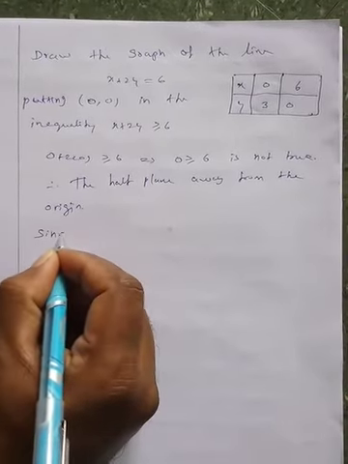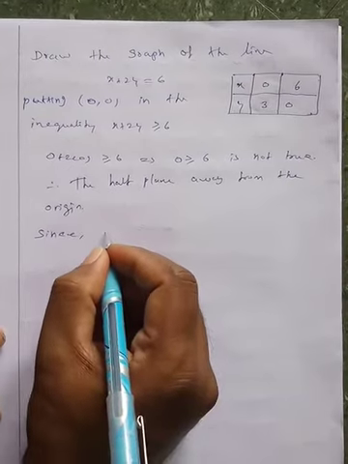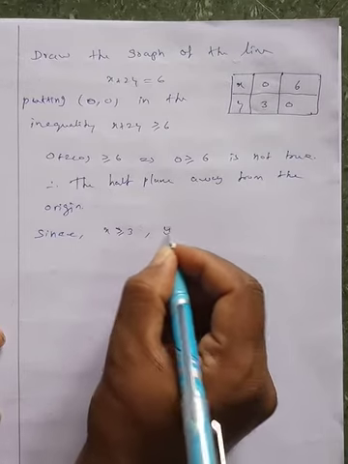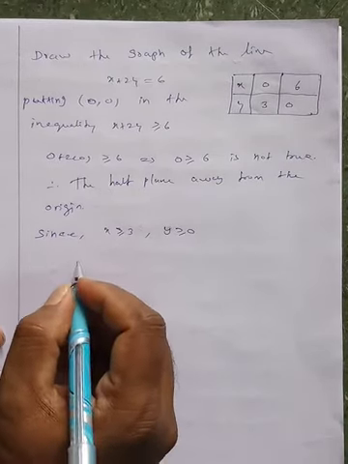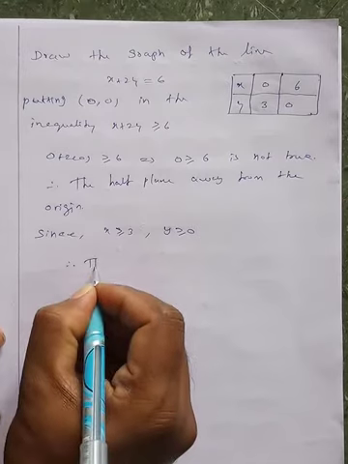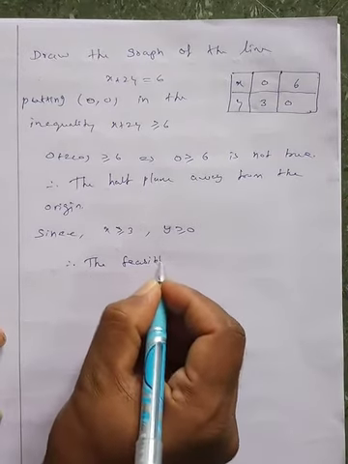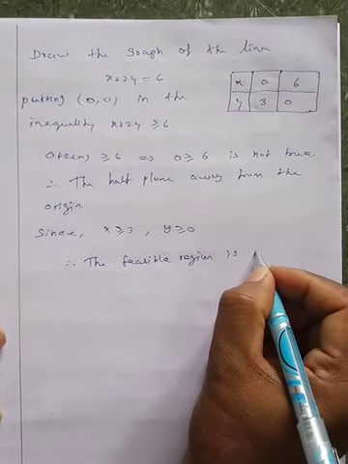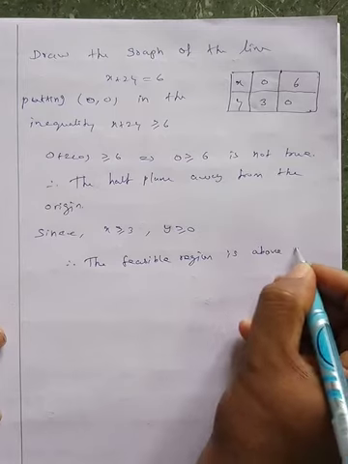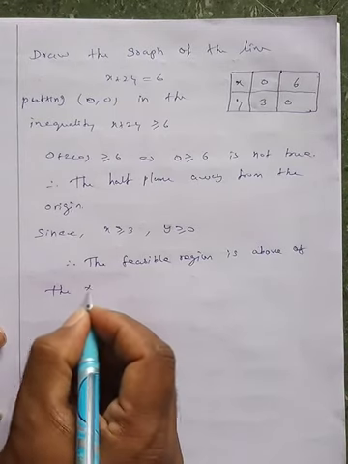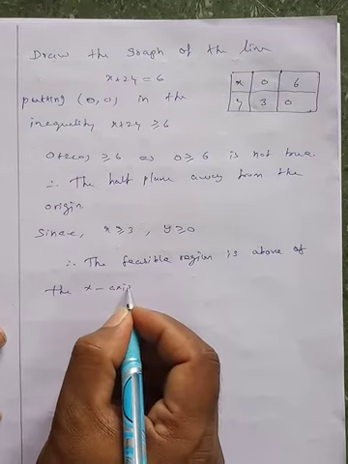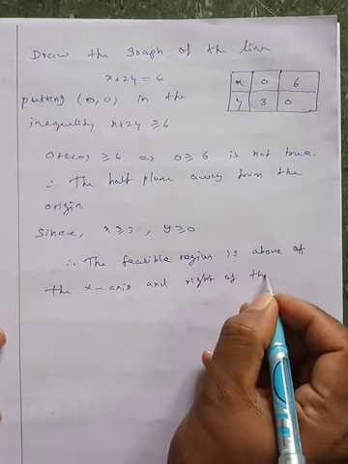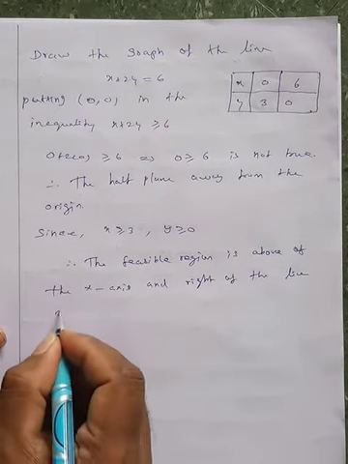Since x greater than or equal to 3 and y greater than or equal to 0, therefore the feasible region is above the x-axis and right of the line x is equal to 3.